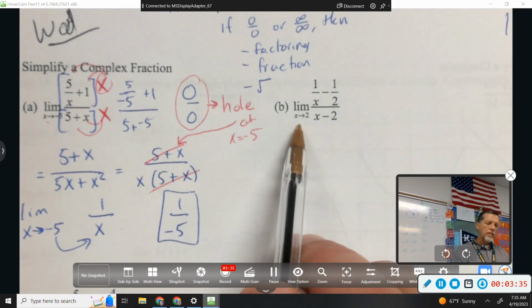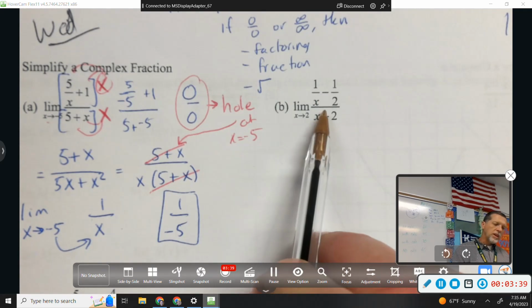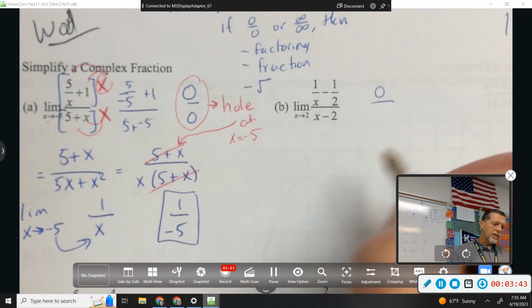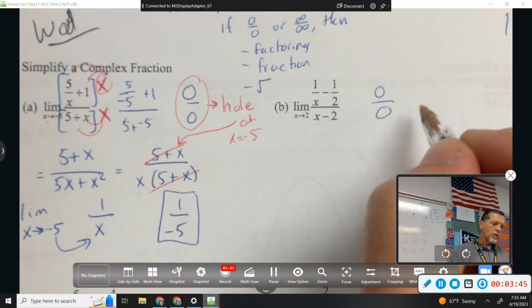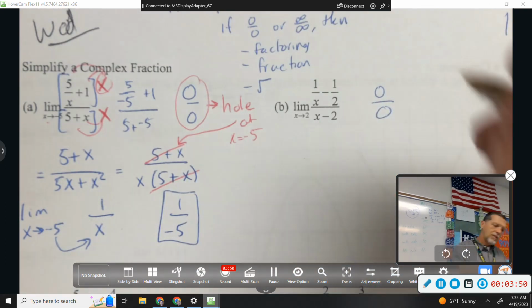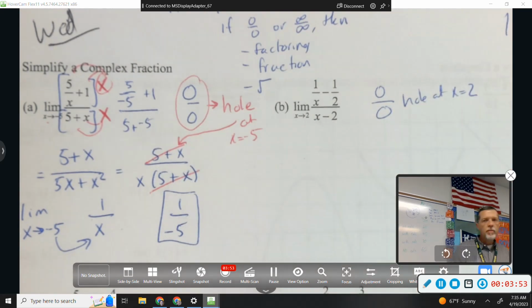Part B, or example B. Substitution first. Really easy to see this one. If I plug in 2, I get 1/2 minus 1/2, and 2 minus 2. So I know there's a hole at x equals 2. Let's go see if we can sort of prove that or show that.